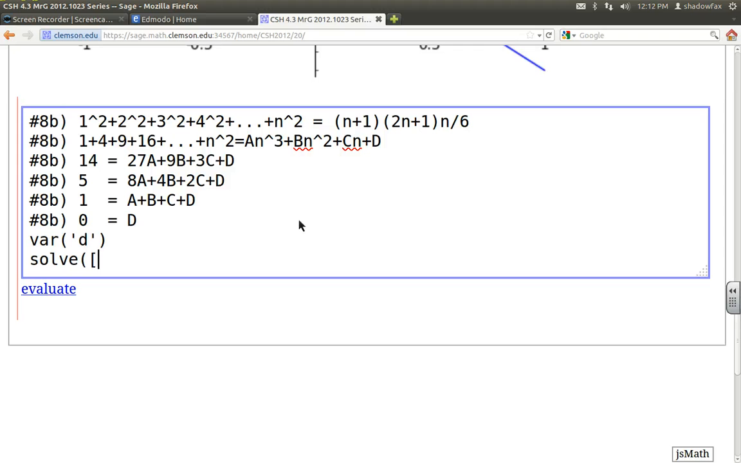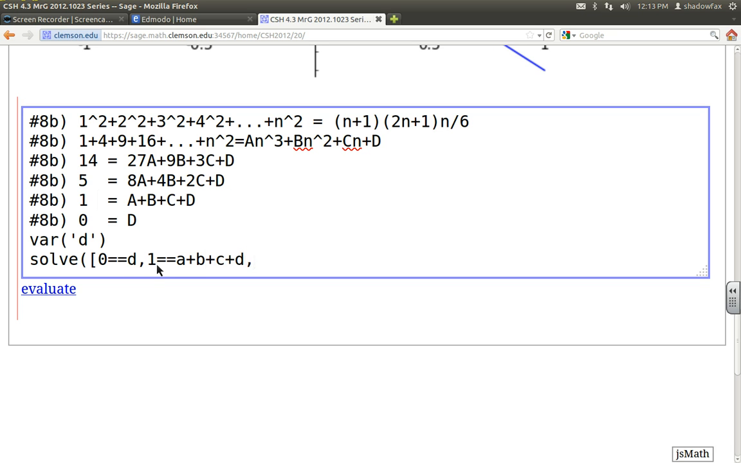Okay, list. All right, I'm going to start down here. 0 equals d, comma. Then I'm here. All right, so I'm going to write 1. 1 equals a plus b plus c plus d.